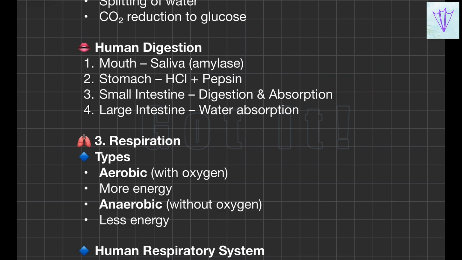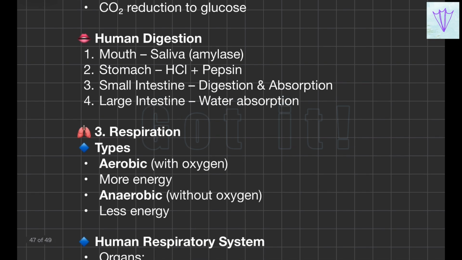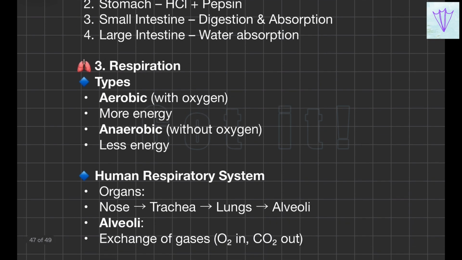The small intestine is where digestion and absorption will be conducted, and we have a lot of enzymes in the small intestine as well, such as lipase and all these things. And the large intestine is where the water absorption will take place. And we have the pancreas, the bile juice secreting liver, salivary glands, and all these things you have to remember.